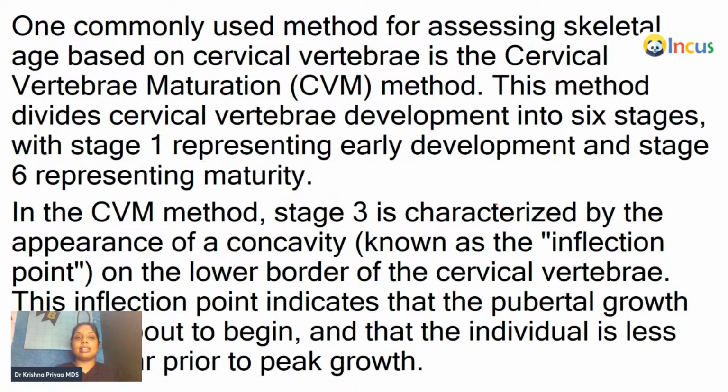So as I was already suggesting, there are 6 stages with stage 1 representing the early development and stage 6 representing the maturity. So stage 3 is known as the inflection point. It indicates that the pubertal growth spurt is just about to begin and the individual is less than 1 year prior to the peak growth.